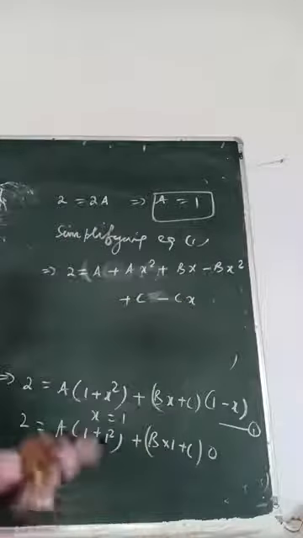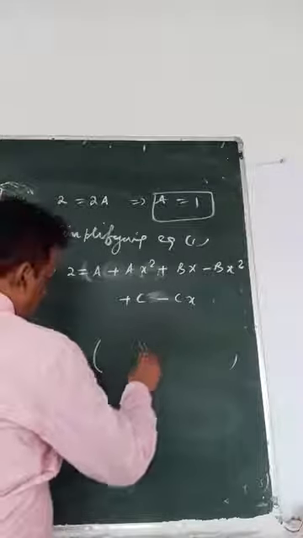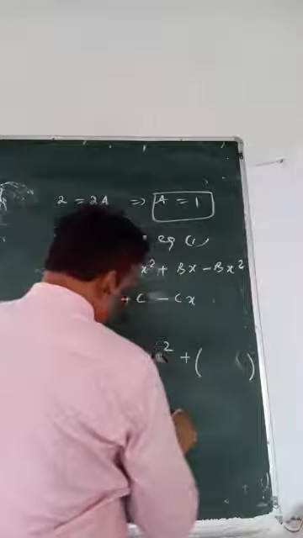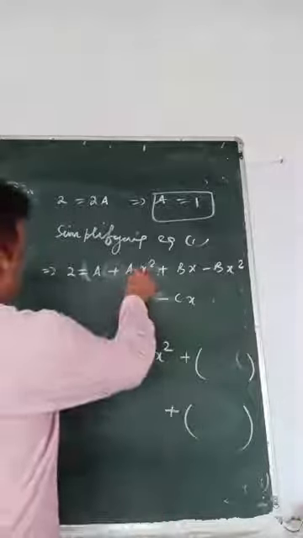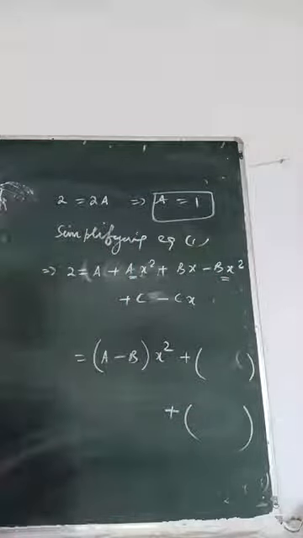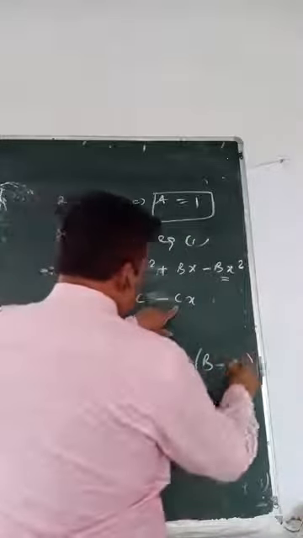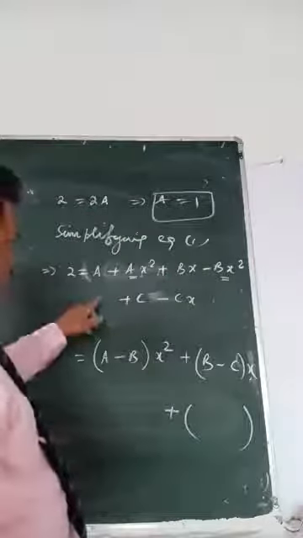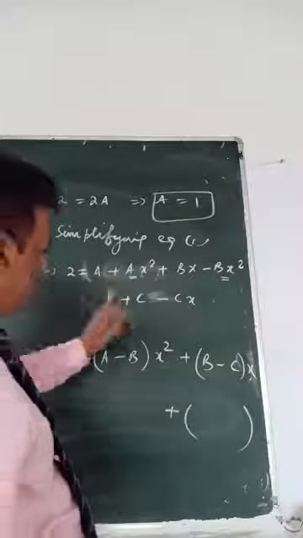Okay, look at here. Coefficient of x square, coefficient of x, coefficient of constant. x square, there is 1 x square here, 1 x square here. That means it is a minus b. x, b, again you take out b minus c, this is x. Then constant a plus c.